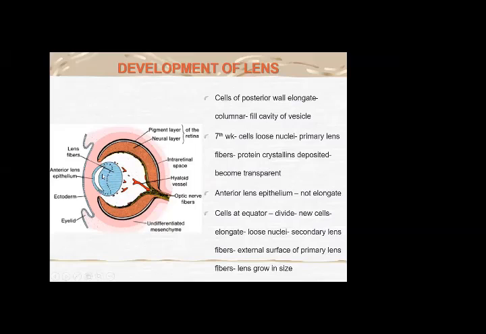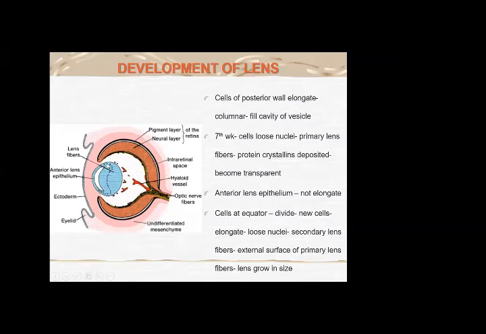With further development, proteins get developed into these enucleated cells, cells without nuclei. They get filled with protein, a crystalline kind of protein. That is why these cells, called lens fibers, become transparent. Okay? However, the anterior lens epithelium does not elongate. This continues to remain pure.